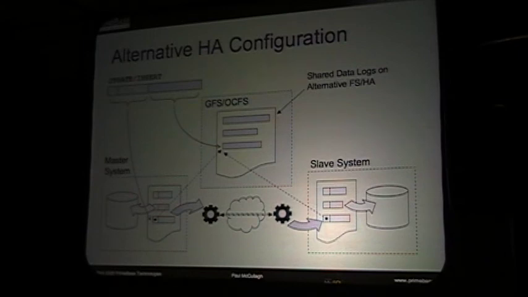What we have here is a shared file system, and we're putting the data logs on the shared file system. So both the master system and the slave system have access to this shared file system, and this shared file system has HA capabilities of its own. For example, this could be on DRBD, or whatever, if the SAN has possibilities.